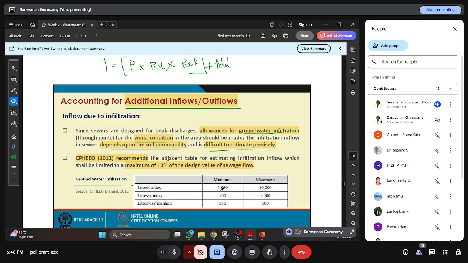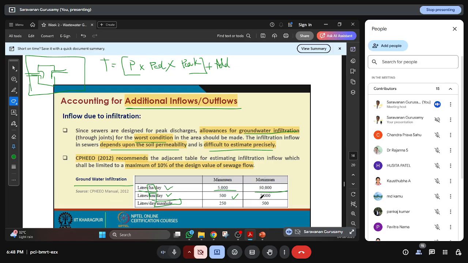If it is groundwater infiltration, you can directly take the value from this table. Per hectare, you can take this many liters. Or per kilometer of sewer, or per manhole, because the sewer comes and puts the flow into the manhole and it is taken to the next sewer line, right? So you can take it per number of manholes, or how many kilometers the sewer lines are running, or how much area it's covering.